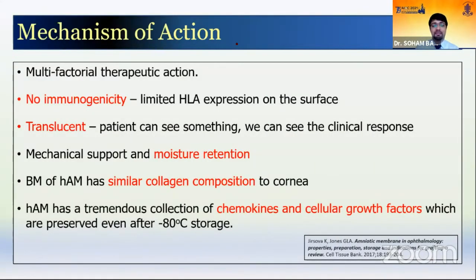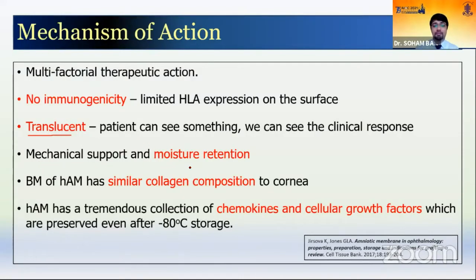Now, if you look at the mechanism of action of how an amniotic membrane is able to do such a variety of surgeries, it's actually a multifactorial therapeutic action. First and foremost, it has no to low immunogenicity. There is very limited HLA expression on the amniotic membrane surface. Therefore, even though it's a foreign tissue, there is not much of a rejection-like reaction going on in the ocular surface. Then it's a translucent material. So this is beautiful. The patient can see some visual improvement, and best of all, we as clinicians can see the improvement after our surgery.